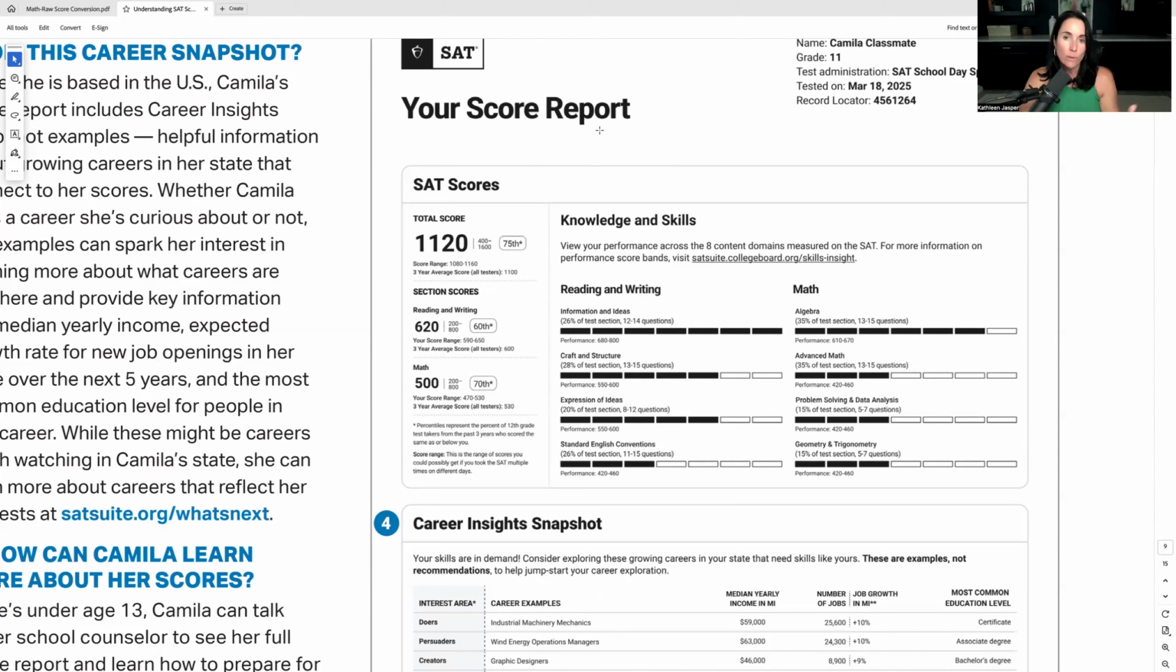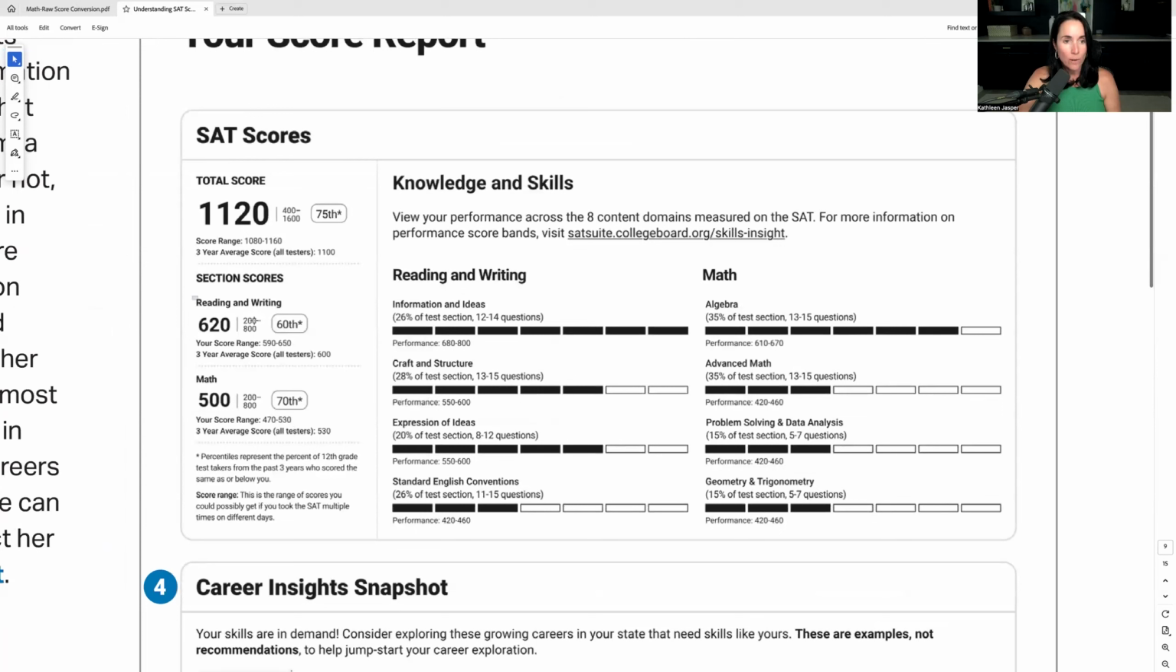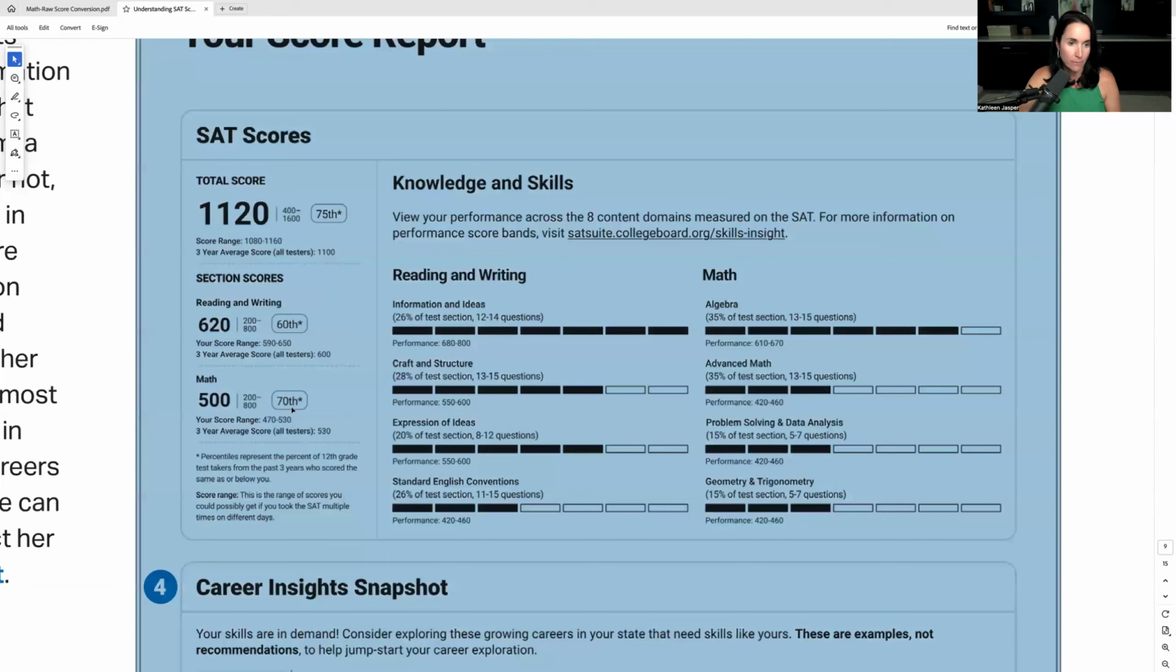So this is an 1120. Let's say this is your first or second time taking it. Maybe you're trying to go for a better score, and that's okay. You can get the breakdown of what you did really well and where you are lacking, where you should be looking. So you can see here on the reading and writing, you got a 620, and that is in the 60th percentile. And in the math, you were at about a 500, so you need to work on your math. You were in the 70th percentile of everybody who took the math.